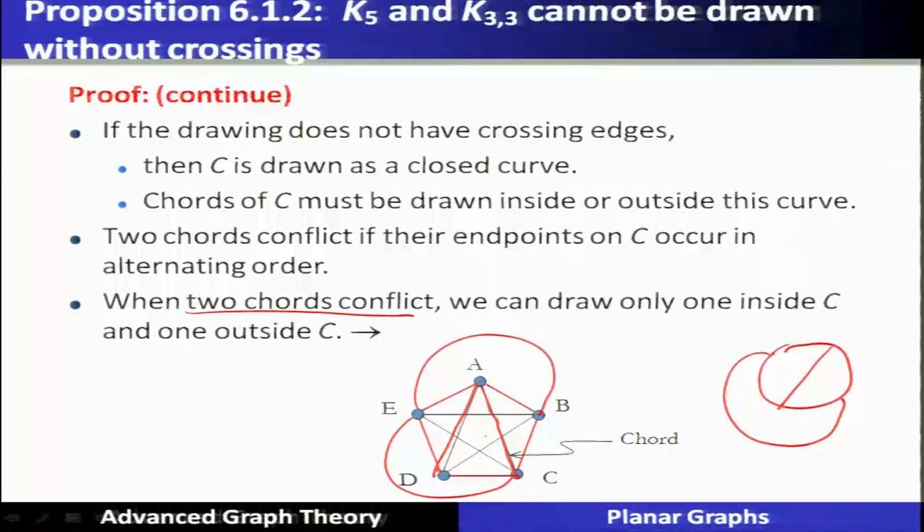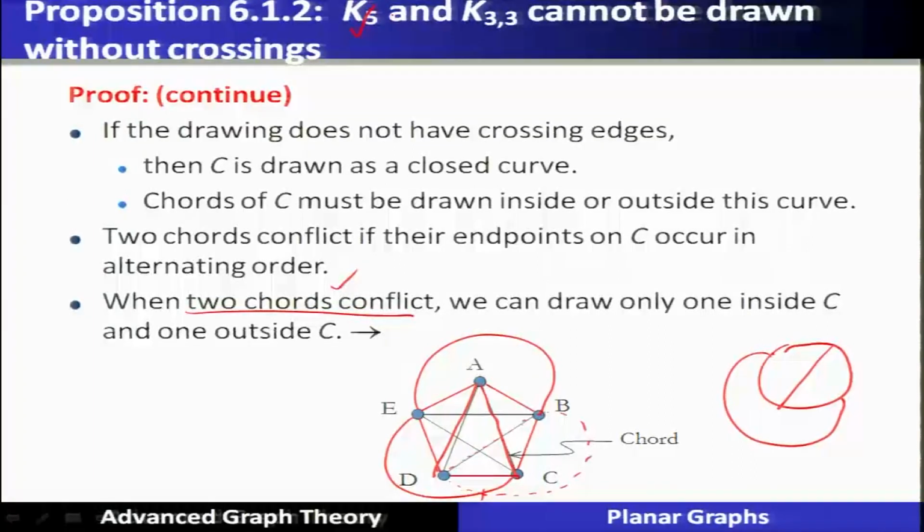What about this particular line? So if we take it from outside, this will conflict. So it says that only if two chords conflict, we can resolve by such a drawing, but if three chords are conflicting, we cannot resolve, they have to cross. So hence K5 cannot be drawn without edge crossing.